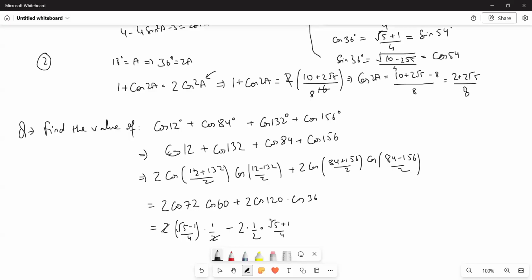which is (√5 plus 1) by 4. So the 2s cancel. Effectively what we get is (√5 minus 1 minus √5 minus 1) whole divided by 4, so the √5 cancels, and we get minus 2 by 4. We get the answer as minus half. The value of this expression is minus half.